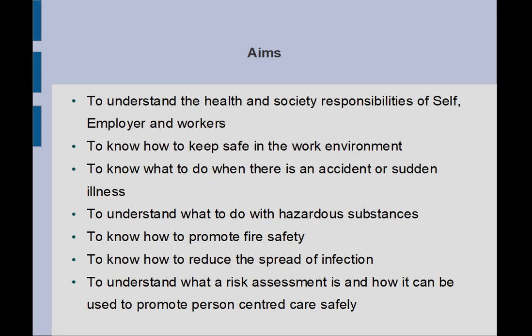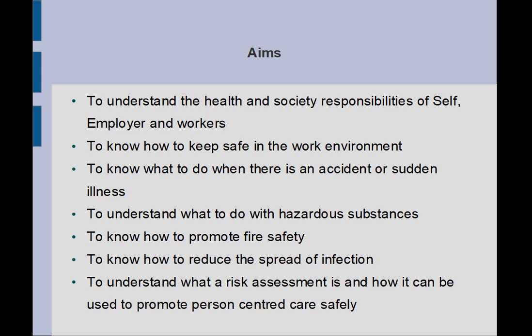And in the first video, part 1, we covered the first 4 learning outcomes here, which are to know the health and safety responsibilities of yourself, the employers and the workers, to know how to keep safe in a work environment, to know what to do when there's been an accident or sudden illness, or to understand what to do with hazardous substances. If any of that's of interest to you, head over to part 1.